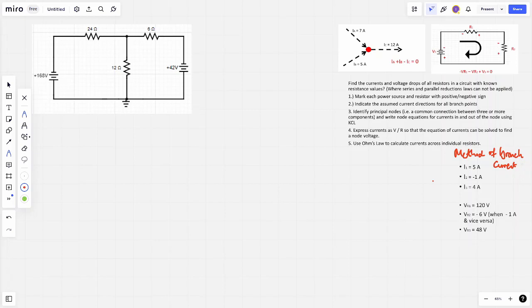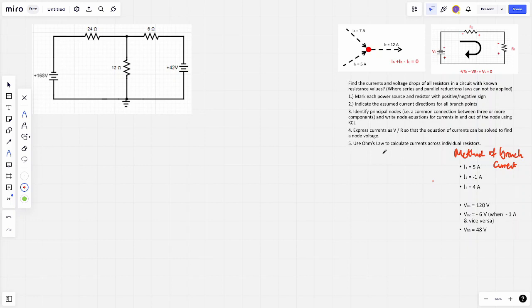In this session we're going to be looking at nodal voltage analysis. In the previous video we looked at the method of branch current, and for this example we had our answers, which are listed here. We had a set of rules and laws that we followed, but in this example we're going to be looking at nodal voltage analysis.